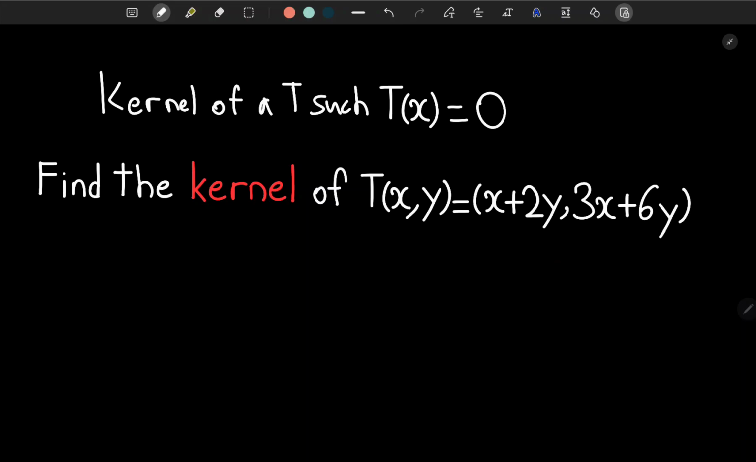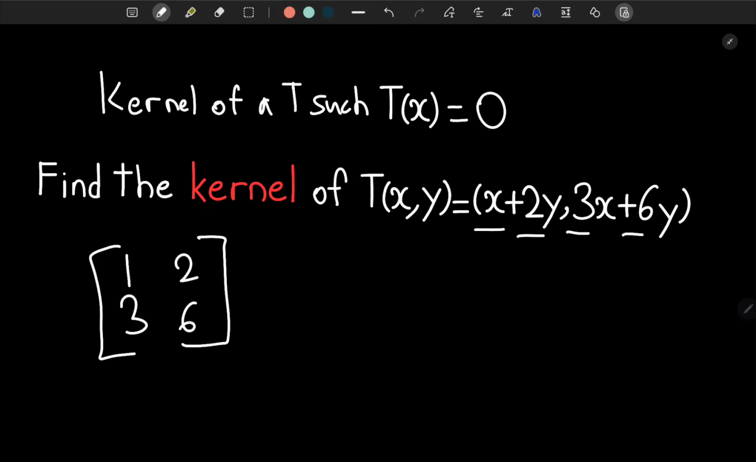So the first step that we do is write this in the augmented matrix format. And that is simply the coefficients of x and y. So the coefficient of x here is 1 and the coefficient of y here is 2, and this is in a matrix. Now the coefficient of x in the second pair is 3 and the coefficient of y here is 6. So x and y, you can just write that on the top if that helps you, but you don't need to.